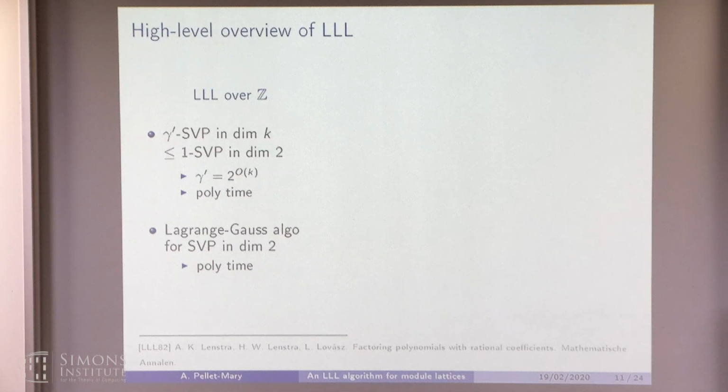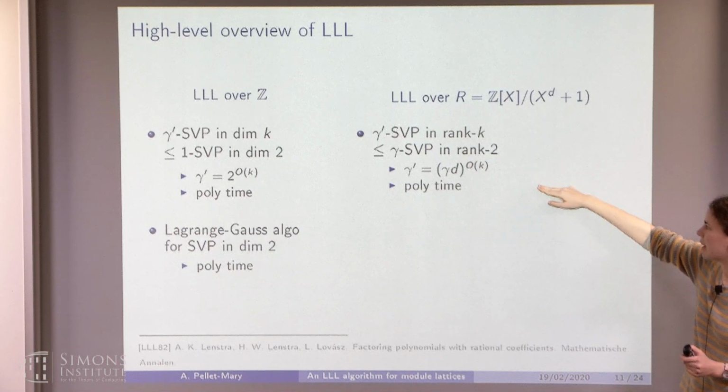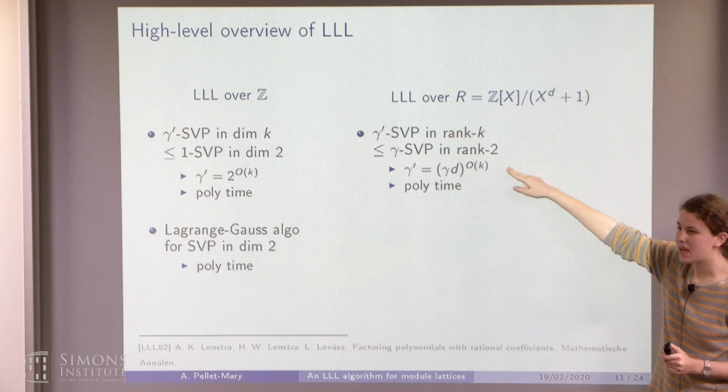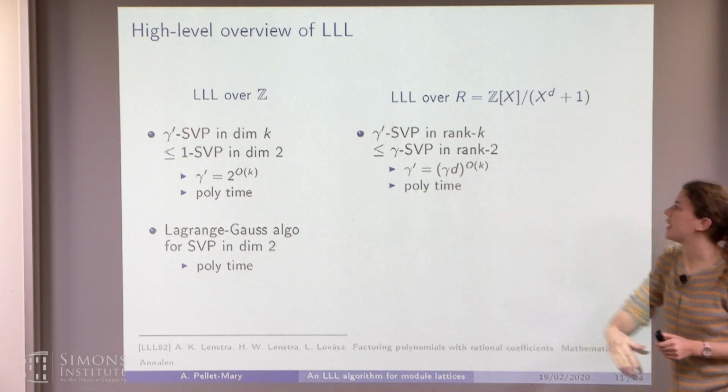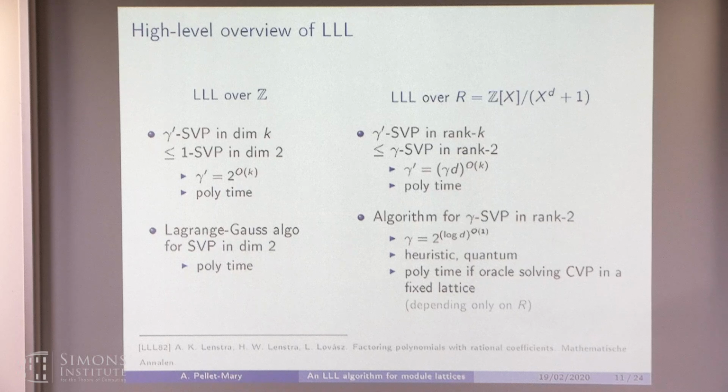So that's what we want to mimic over the ring. So we are going to have a reduction from gamma SVP in modules of rank 2 to gamma prime SVP in modules of rank k, where the approximation factor gamma prime is exponential in k and polynomial in the degree and in the first approximation factor. This is polynomial time.